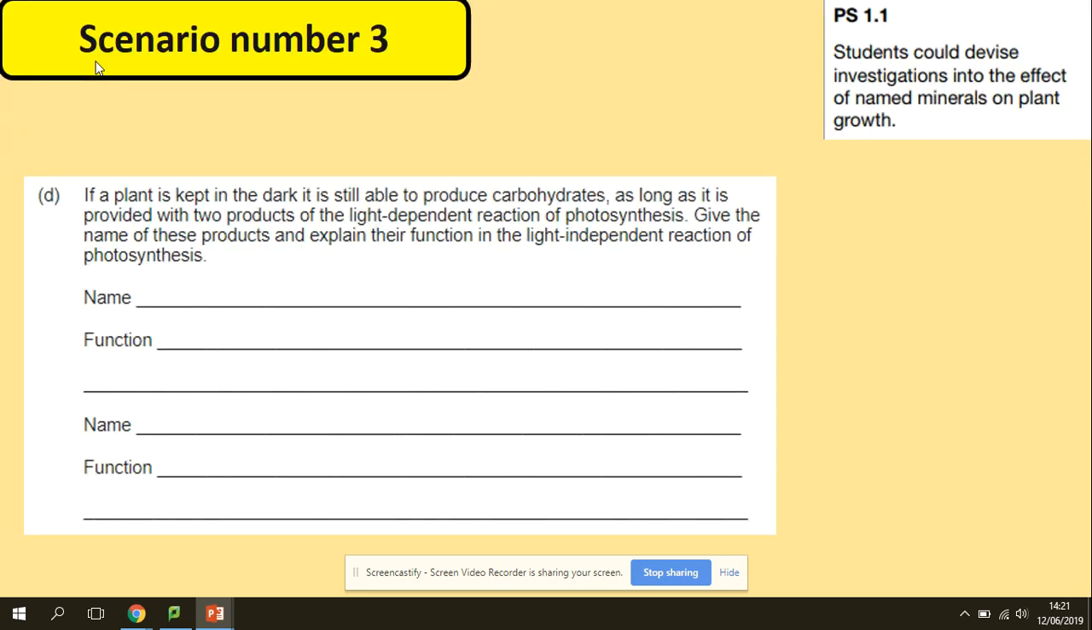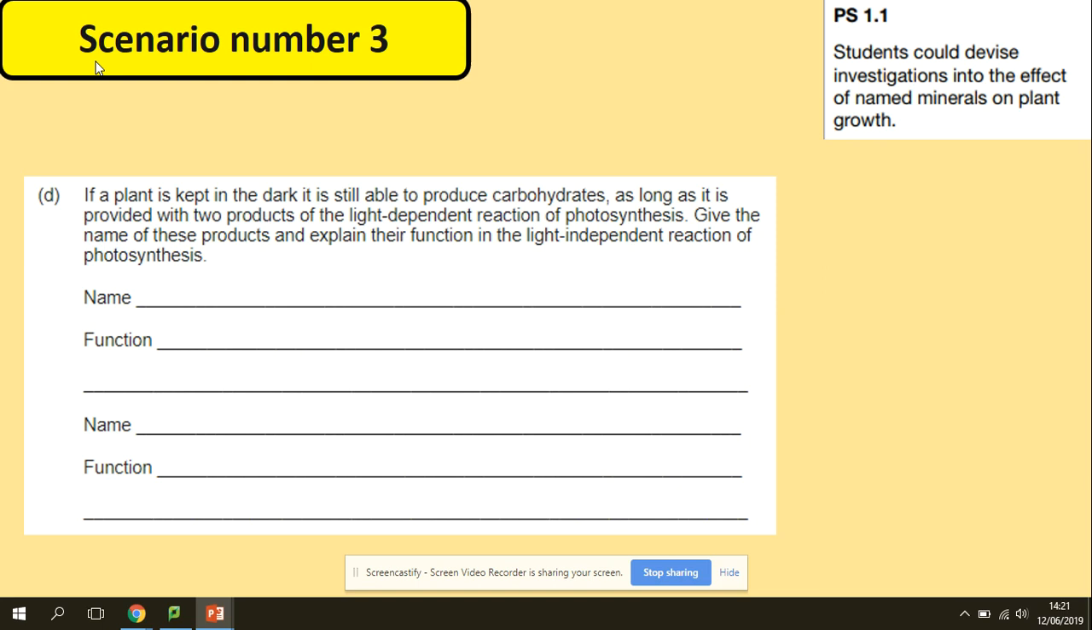We had a question to start with. It was about the light-dependent reaction. If a plant is kept in the dark, it is still able to produce carbohydrates as long as it is provided with the products of the light-dependent reaction of photosynthesis. Give the name of two of those products and explain their function in the light-independent reaction of photosynthesis.